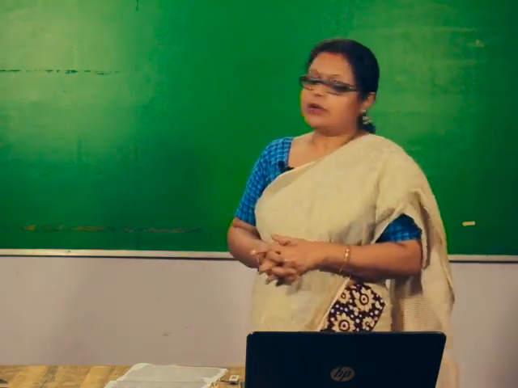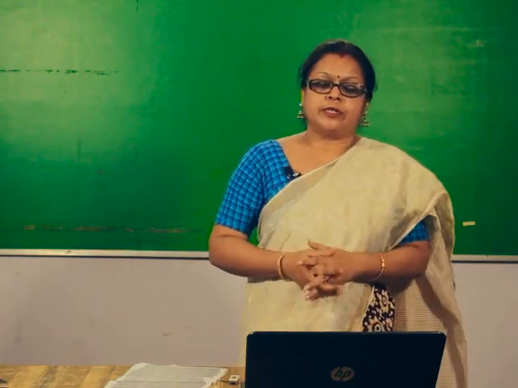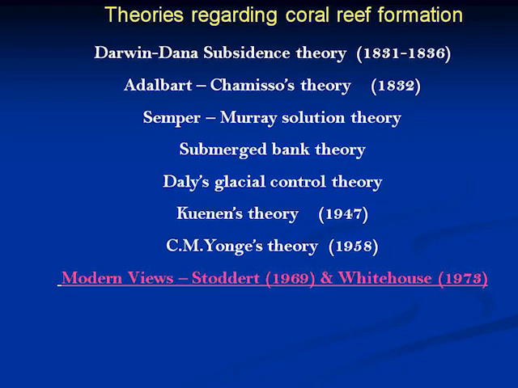Now there are certain theories regarding this coral reef formation. There are 5 or 6 theories, but the most common or most important theories are Darwin-Dana subsidence theory, Semper-Murray solution theory, submerged bank theory, and the very common, widely accepted one, the Daly-Glacial theory.